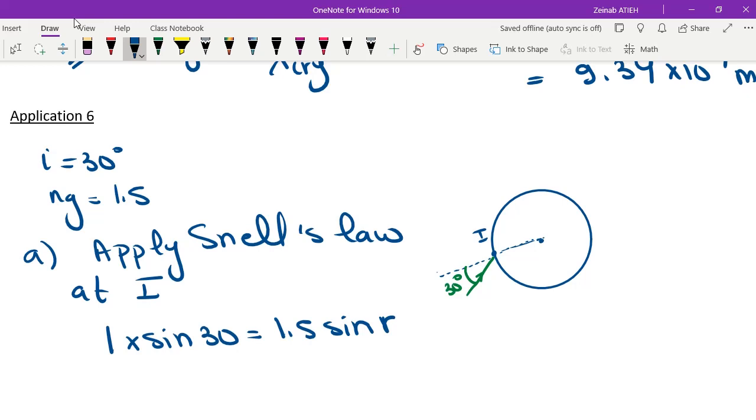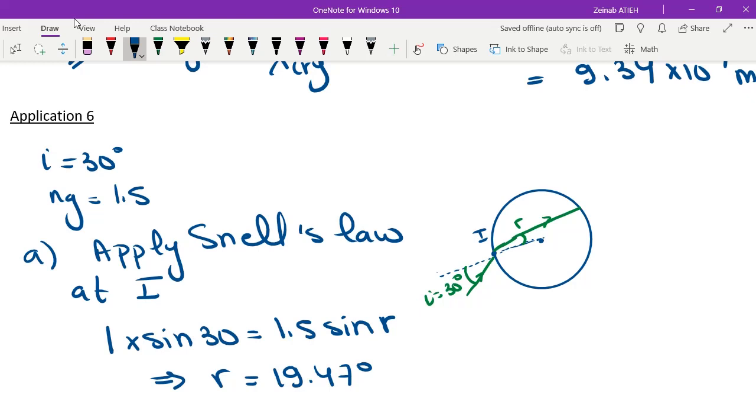We expect R to be smaller than 30; it will refract at an angle smaller than 30. So it will refract like this towards the normal. Why? Because we are going from rare to dense. Now we see the angle of refraction. So this is R. This is I. If we calculate R, it is equal to 19.47 degrees. Okay. Now it goes and reaches another point here.